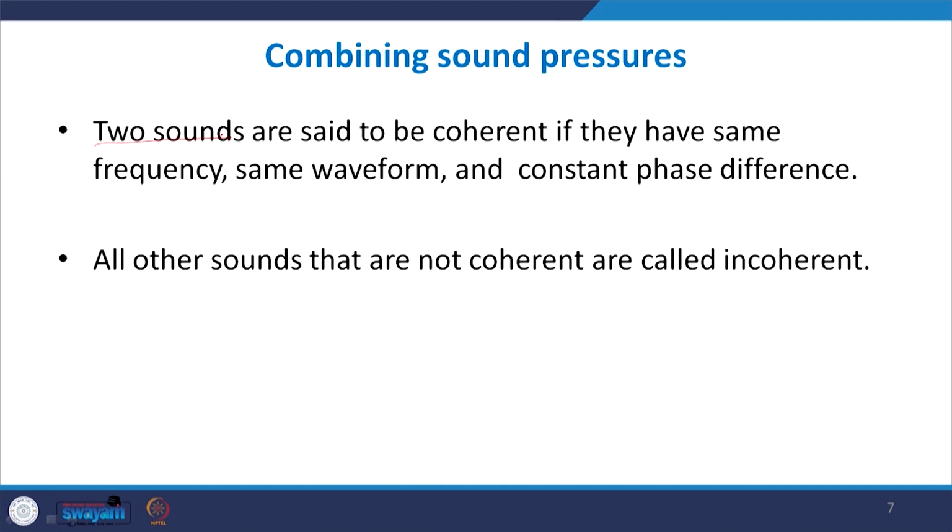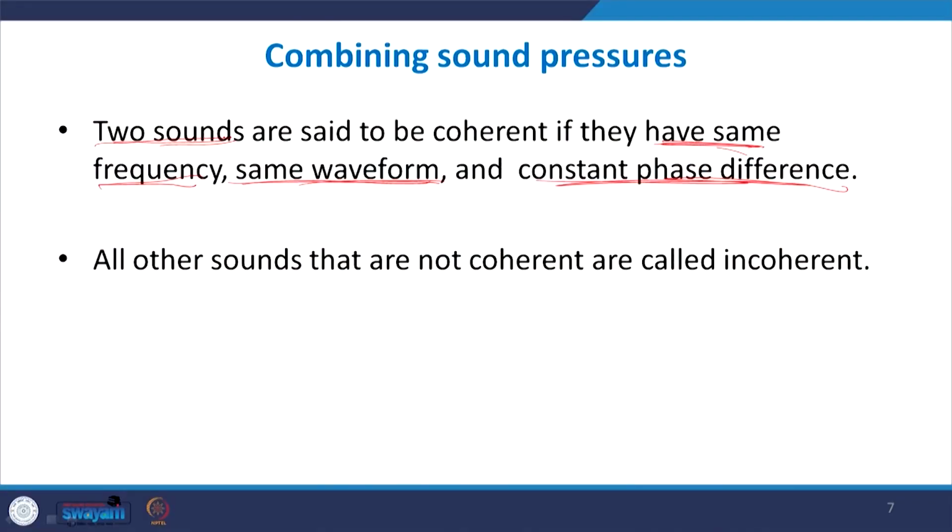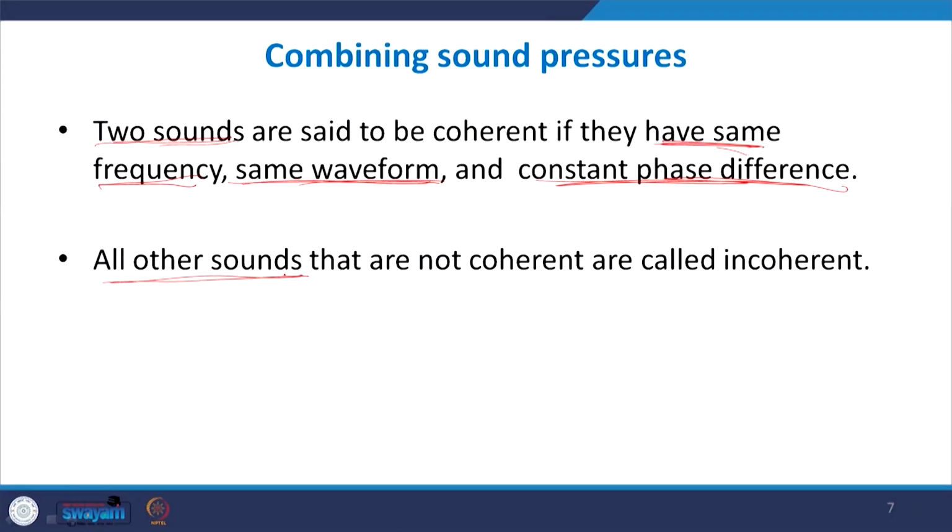For that we need to know that there are two types of sounds. When two sounds have the same frequency, same waveform and constant phase difference, they are usually called coherent sounds. Coherent sounds are usually generated from the same source because frequency is highly dependent on the source. So suppose the same source is generating two signals at some phase difference, then they are coherent. If two sounds are coherent, then the way sound pressure levels are combined will be different, and all the other sounds which do not have the same frequency, fixed phase difference and the same waveform become incoherent.